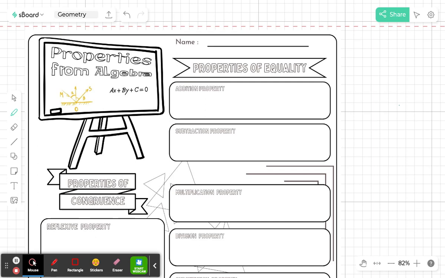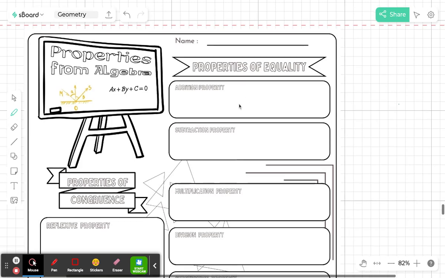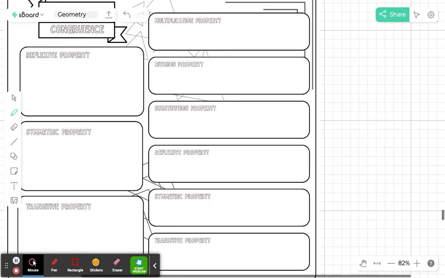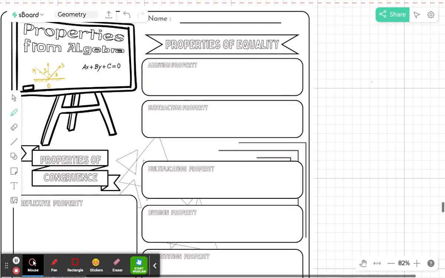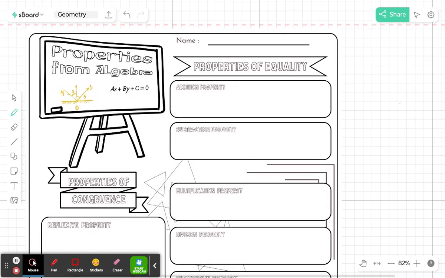Anyways, we have several properties of equality here, and then we will have a couple of properties of congruence. So without further ado, let's start with properties of equality. And the first one is called an addition property.